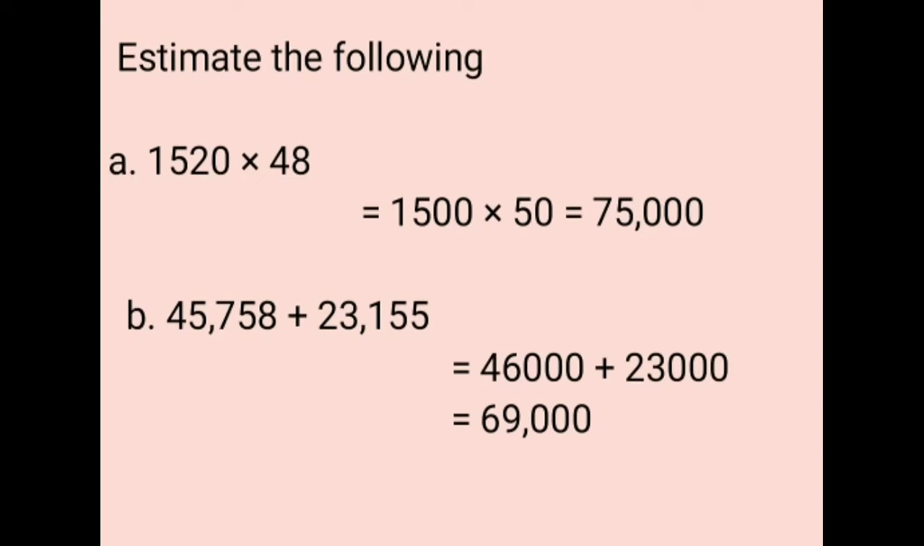Next we want to estimate the sum 45,758 plus 23,155. These numbers are comparatively larger, so we can round them off to the nearest 1000. In the first number, 758 is greater than 500, so we round it off to the next 1000, that is 46,000. In the second number, 155 is less than 500, so we round off to 23,000. So 23,000 plus 46,000, the answer is 69,000.